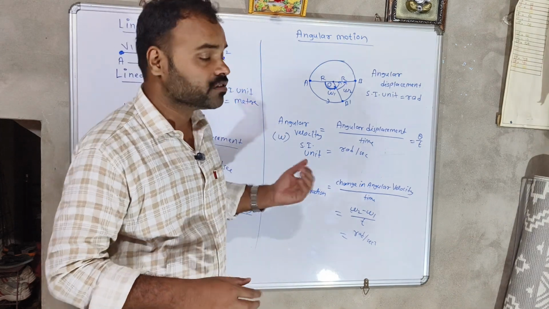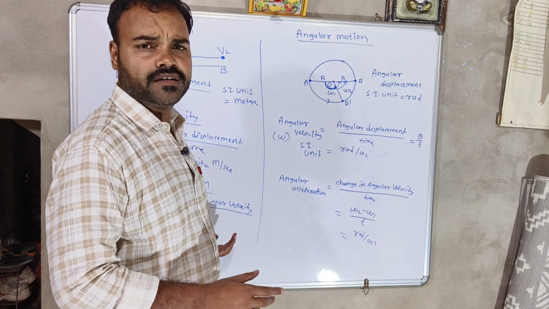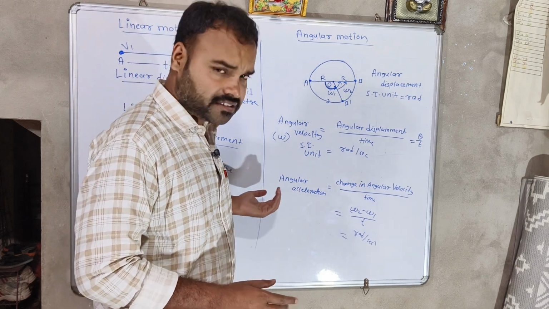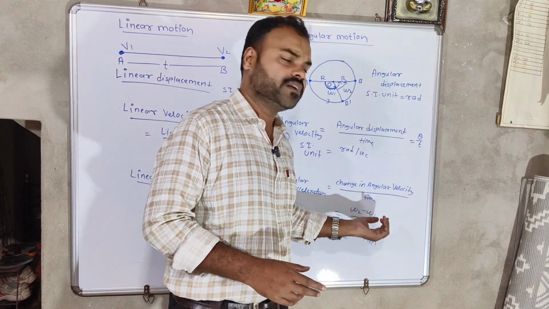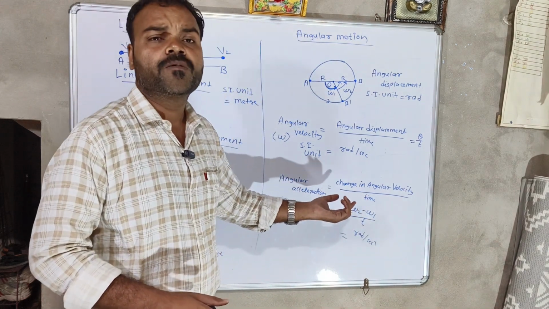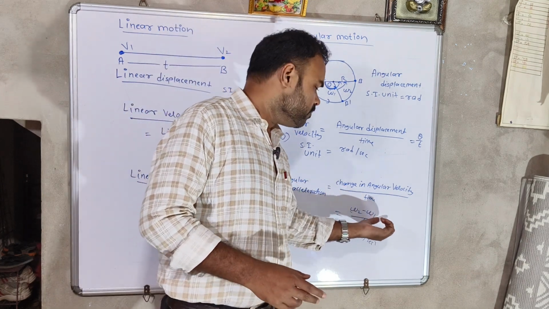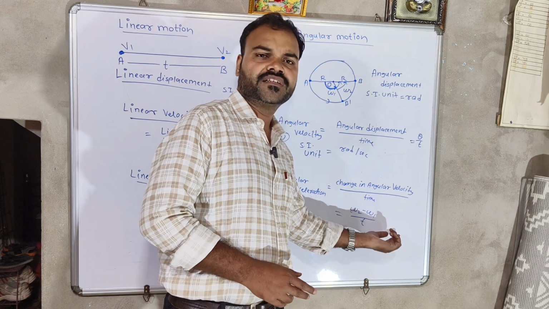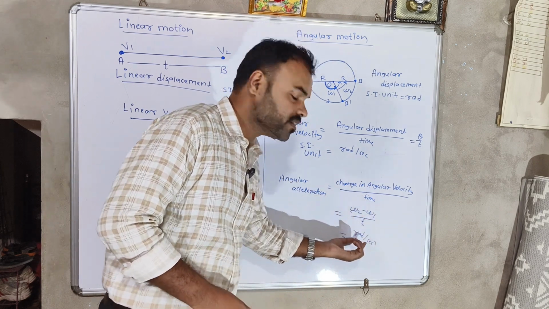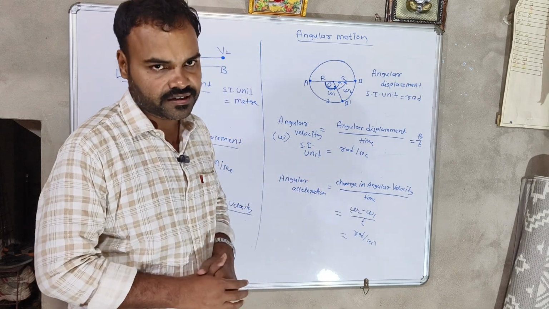So what is its SI unit? Radian per second square. Same as linear velocity and linear acceleration. Omega 2 minus omega 1 upon t means change in angular velocity upon time, meaning radian per second upon second. The second goes downside, meaning radian per second square. So its SI unit is radian per second square. Understand?